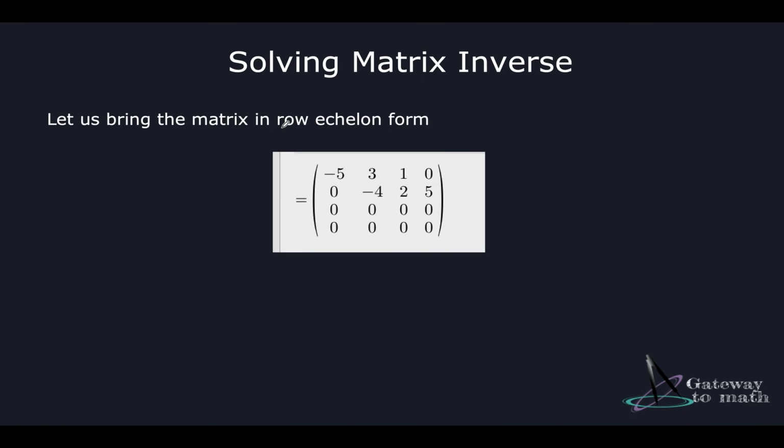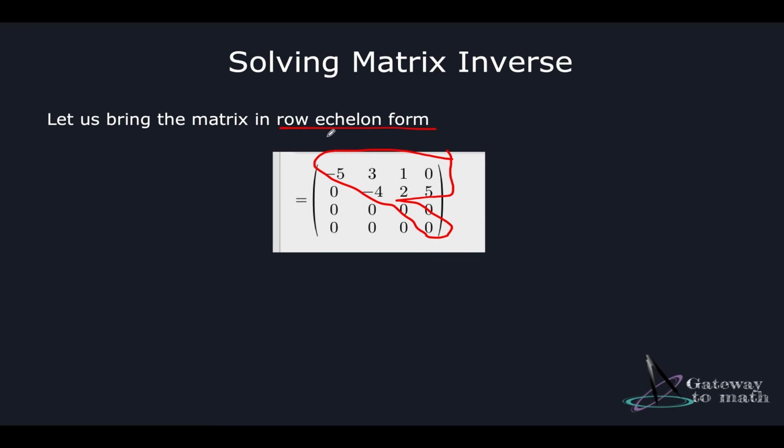So the row echelon form of the matrix above is this: -5, 3, 1, 0 in the first row, 0, -4, 2, 5 in the second row. Third and fourth rows have zeros respectively. Since this is an upper triangular, right? Because entries below the diagonal elements are all zeros.